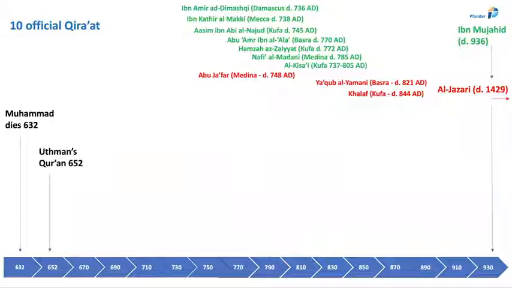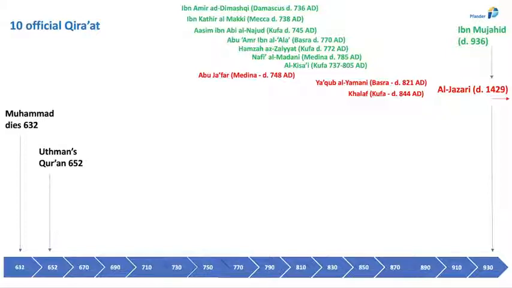There are the 10 official qira'at at the top, right? Ibn Mujahid, who chose the first 7. Al-Jazari, who chose the next 3, making 10. There they are in green and red on your right-hand side. You can see they come a century to 2 centuries to 3 centuries after Muhammad. But they were chosen 800 years after Muhammad. 800 years for Al-Jazari finally to choose these 10. These are the 10. 7 chosen by Ibn Mujahid, another 3 added by Al-Jazari.